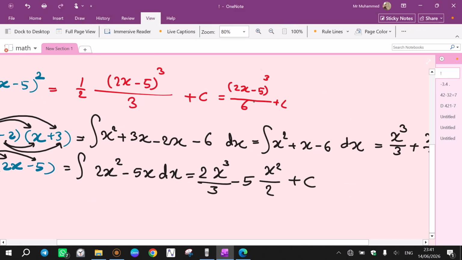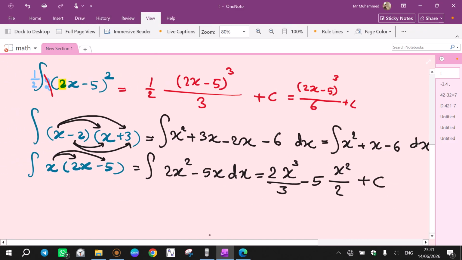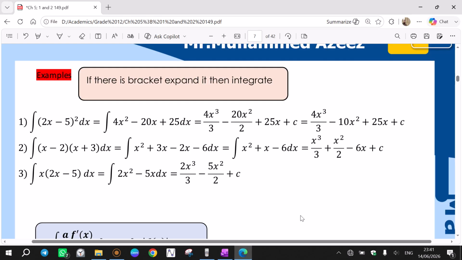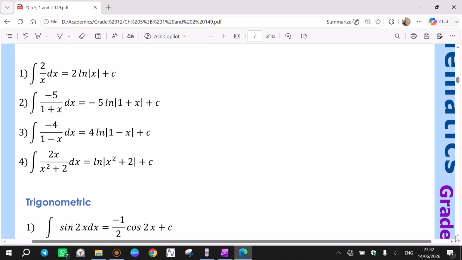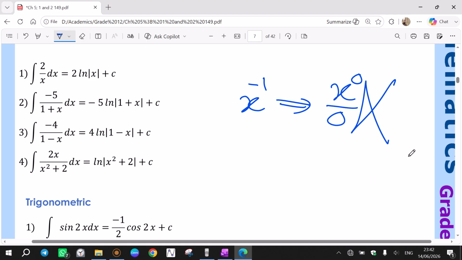Now we solved these three integrals. All of them are good questions. Now we have ln. The result of an integral will be ln if you see x power negative 1. Whenever you see x power negative 1, we cannot say power plus 1 over new power. If you do, you are going to write x power 0 over 0. That is wrong. This is not right.